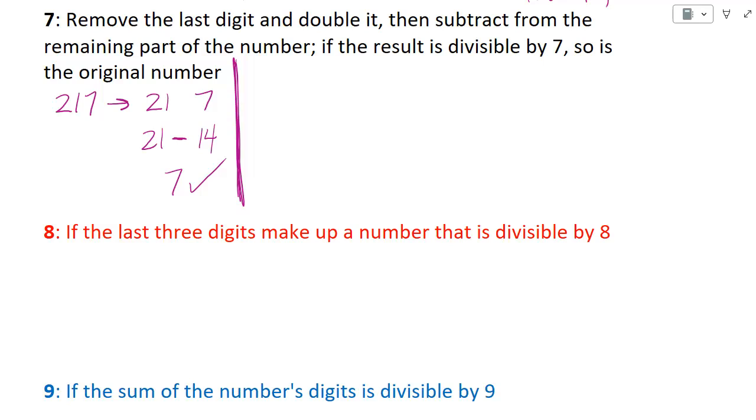So we'll try one more. All right, we'll try a couple more. 658. Okay, same kind of thing. We're going to take that last digit off. I like to just separate them. And then I'm going to double that 8 and make it into a 16. And then all we have to do is subtract 65 minus 16. We get 49. I know for a fact 49 will divide by 7. So there we go. That'll work.